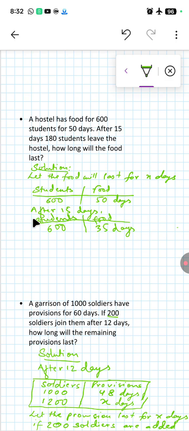So food is going to last for how many days? 35 days. Now some students are subtracted. Some students are leaving the hostel. How many? 180. So 600 minus 100, 500 minus 80, 420. Now there are only 420 students. Now for how many days is the food going to last? So the food is going to last for many days. It means when students are decreasing, number of days are increasing. It is inverse. So students and food are in inverse proportion.